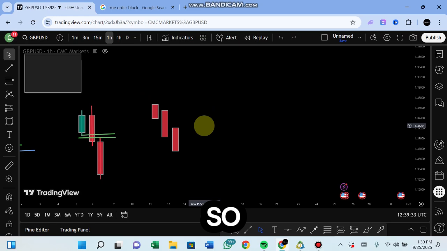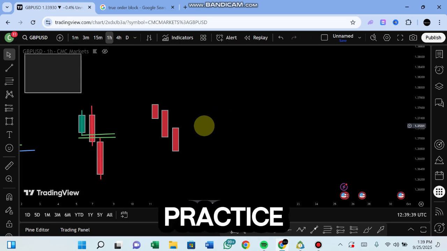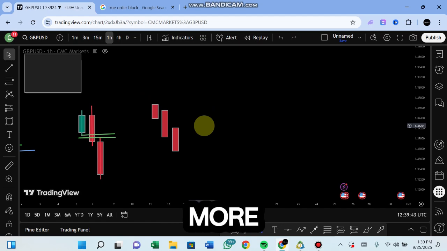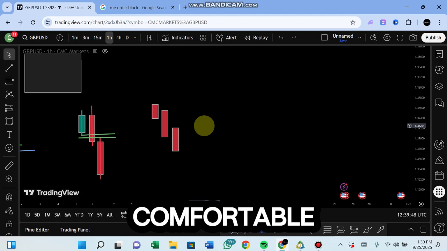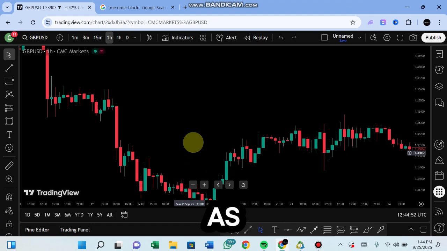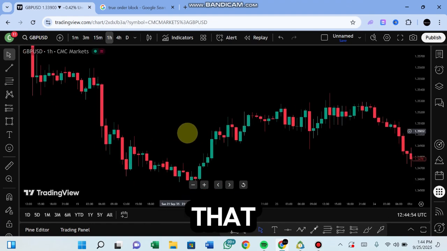So in the next phase, I'm going to open up the chart and we are going to spot order blocks together. Practice makes perfect, repetition makes perfect. The more order blocks we spot in the chart, the more comfortable you become spotting order blocks in the charts. So guys, this is the chart, and as you can see, we're going to spot our first order block.